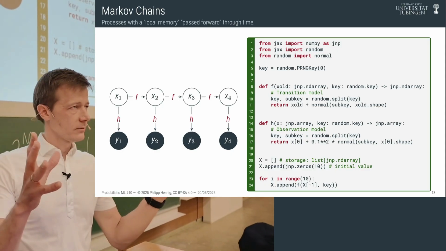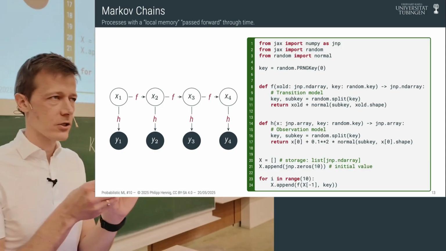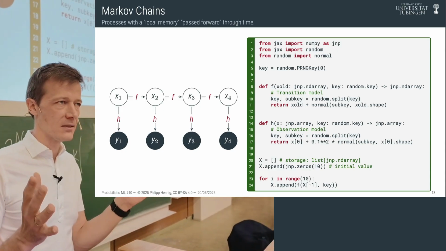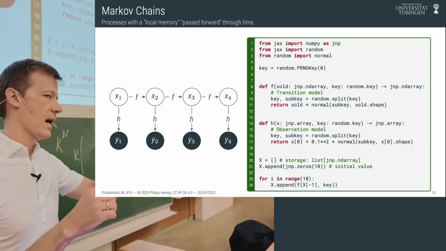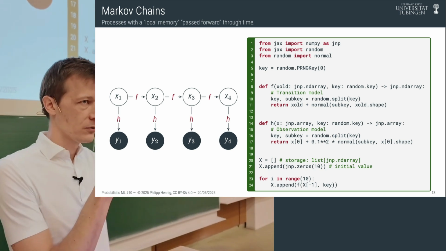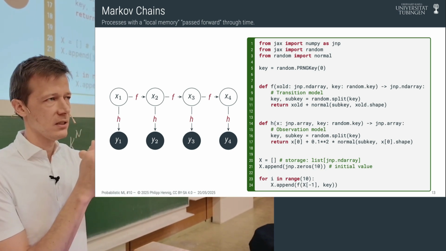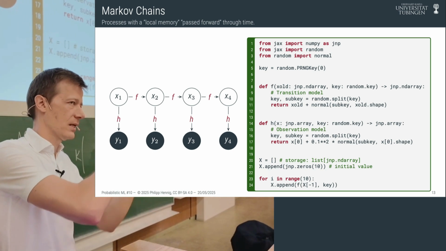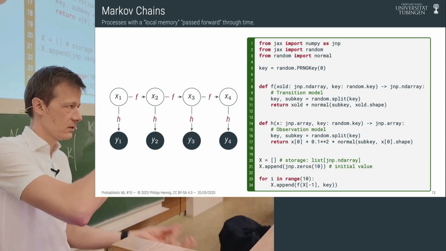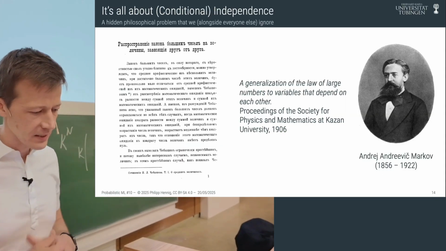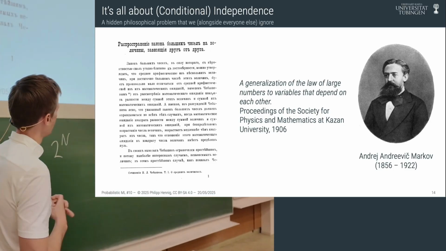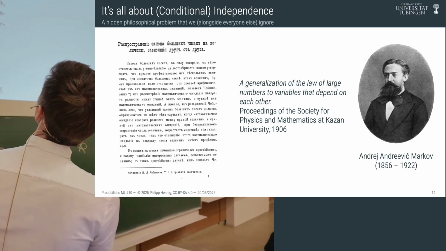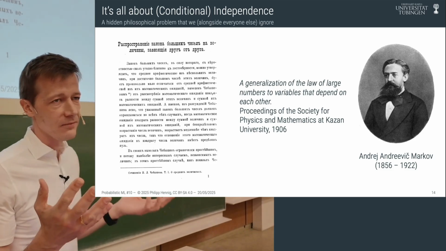This local structure clearly has something to do with dependence. The entire point here is that these functions have a signature that says, to get from one time point to the next, I only consider the current state, and to create the observation at one time point, I only consider the local state. This idea goes back to the Russian mathematician Andrei Markov.